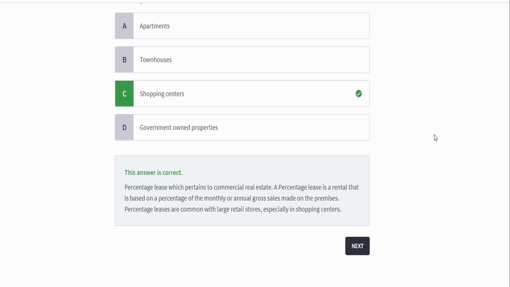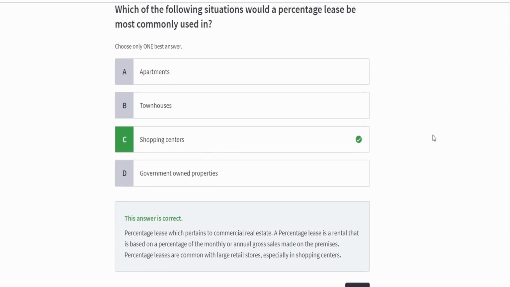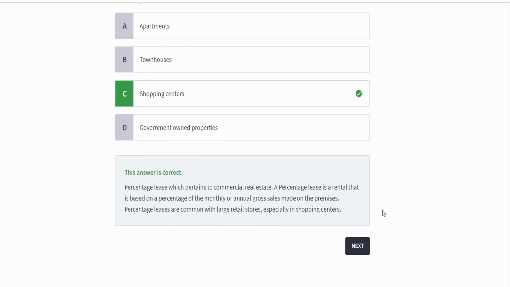A percentage lease is a rental that is based on a percentage of the monthly or annual gross sales made on the premises. So percentage leases are commonly used in large retail stores, especially shopping centers. That's where we get our answers on this one. So don't overthink this one. Sometimes people can get a little bit confused, but again, percentage lease, keep it simple. We're dealing with shopping centers. We're dealing with commercial property. It's all one and the same.